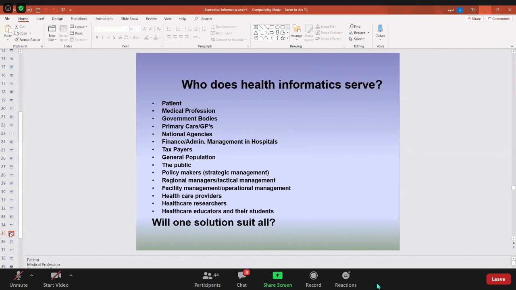Okay, so who does health informatics serve? The patient, the medical profession, the government bodies, primary care, national agency, name it, there are so many, finance, admin. All these are integrated in the health informatics program or system. So the public, policy makers, regional managers, facility management, healthcare providers, researchers, educators, and their students. Is there any one solution that fits all these components? Sorry to say that it's difficult, but people are trying their best to have a system to gel up all these components.